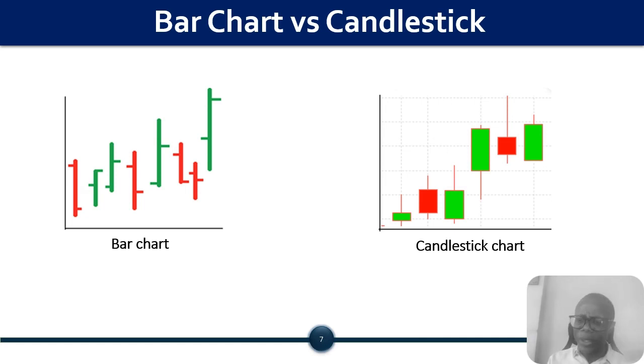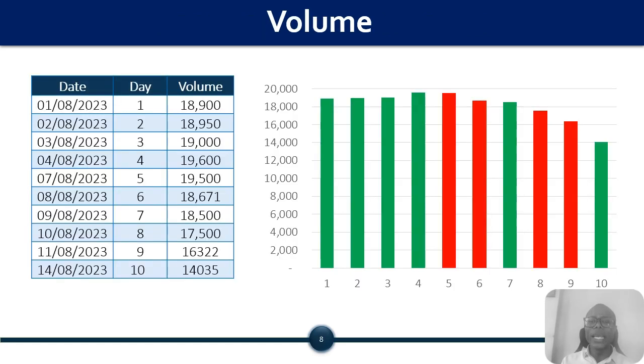And then the other one, which is very similar, is also a bar chart. But we are not going to delve into the major differences between these two. Suffice it to say, they contain much more information than the line. Then we go to volume bar charts. Volume bar charts are simply trying to express how many units were traded on a particular day.